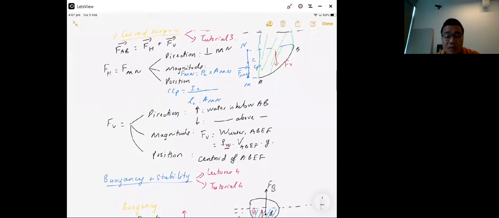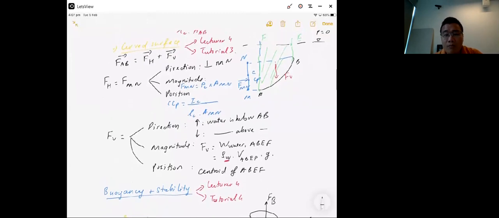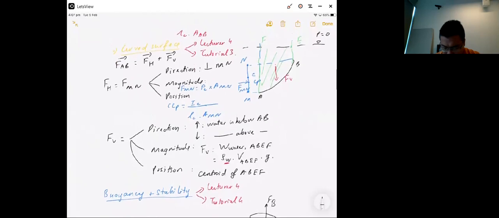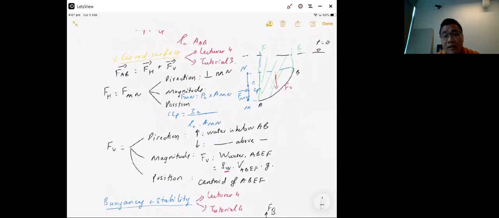About the magnitude, Fv will be equal to the weight of water in the volume from AB to pressure zero. In this system, the magnitude Fv will be equal to the weight of water in the volume ABEF. The weight of water in ABEF will be equal to rho of water times volume ABEF times gravity. And about the position, Fv will apply at the centroid of ABEF. And when you find Fs and Fv, you can find FAB.